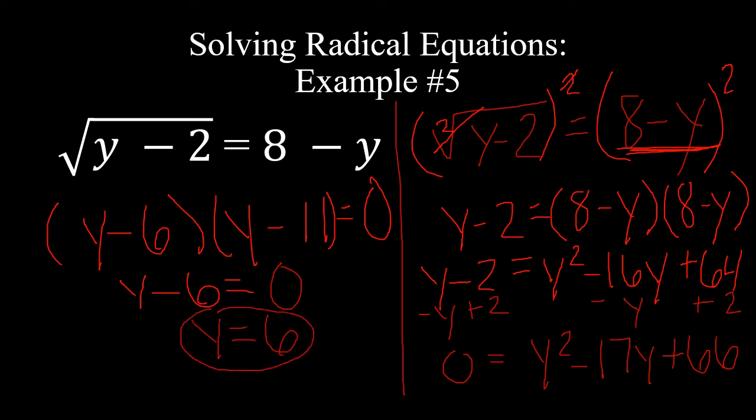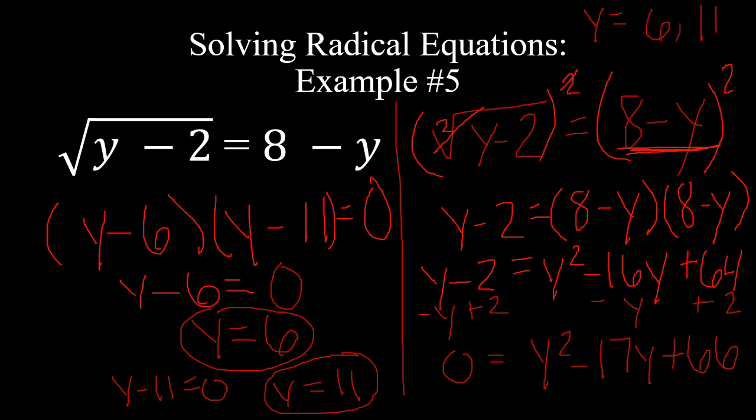Notice we're going to get 2 here, you guys. Well, what if it was y minus 11 that equaled 0? Then that would tell us that y would have to equal 11. Okay, so here we get 2 answers. I'm going to write them up here for our reference so we can do our check. So y equals 6 and y equals 11. Those were the 2 answers that we got, okay?